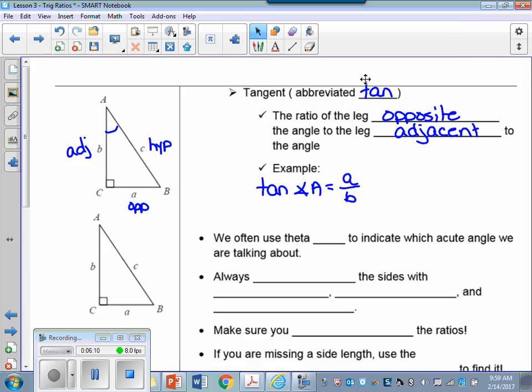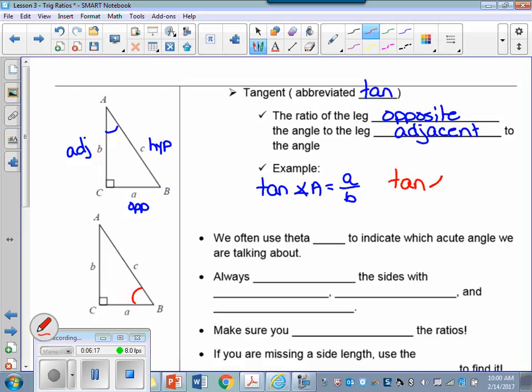Okay, and I have redrawn the triangle to look at angle B. Tangent of angle B, let's label this one. Opposite, hypotenuse, and adjacent. So opposite over adjacent is going to be B over A.